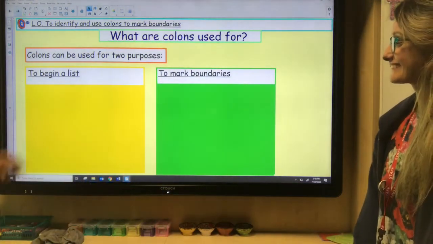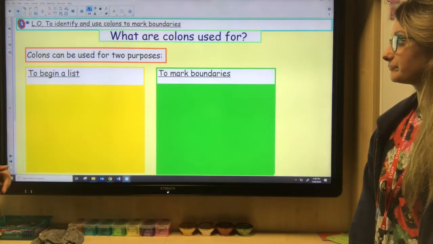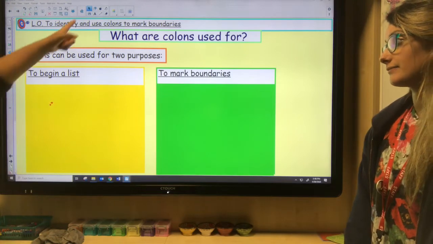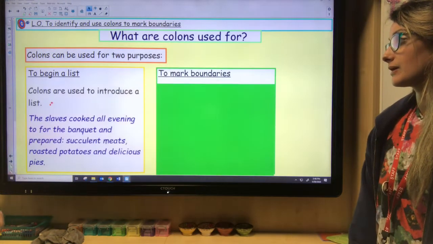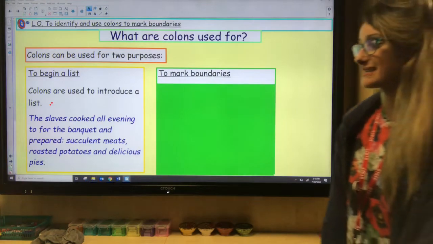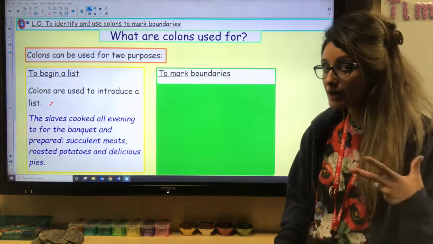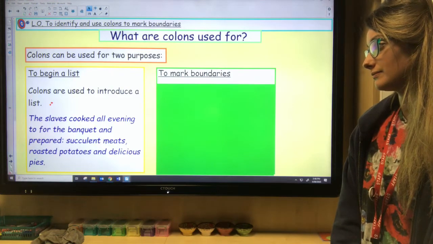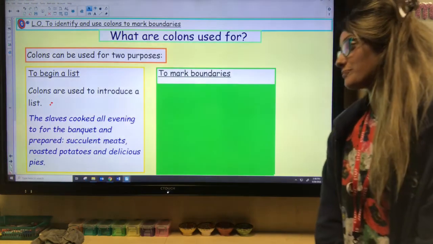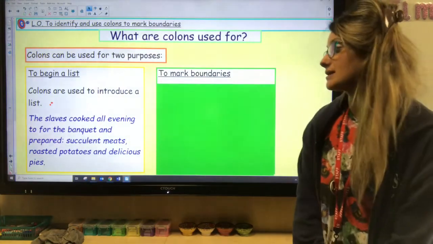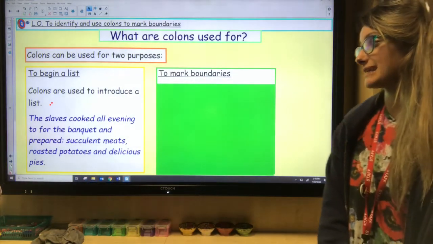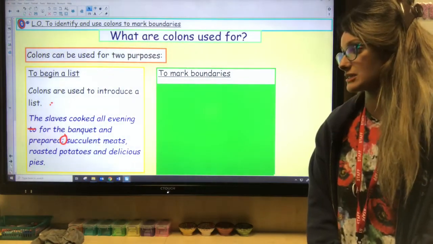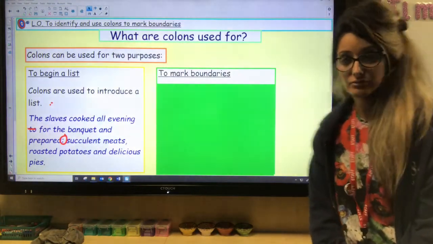Oh, great. Right. Fun. So what are colons used for? As mentioned before, they have 2 purposes. So Mrs. Gale, can you read this one? So colons are used to introduce a list, and this is quite easy actually. You would have done this in year 5 possibly. The slaves cooked all evening for the banquet and prepared succulent meats, roasted potatoes and delicious pies. And we've got it there to introduce a list. Our list was succulent meats, roasted potatoes and delicious pies. So that was quite clearly just about a list.